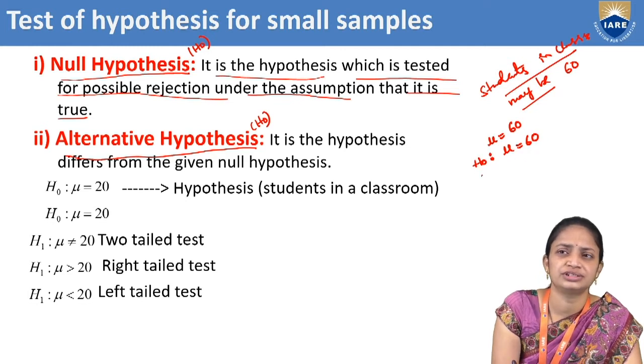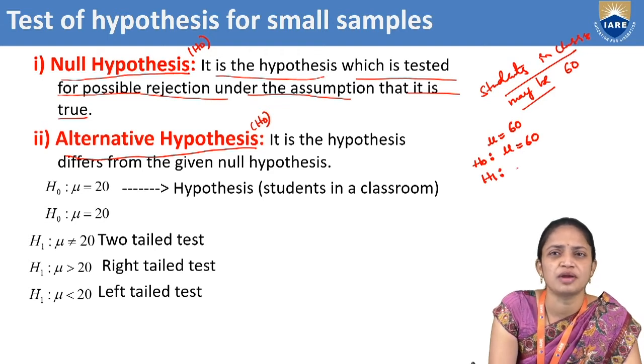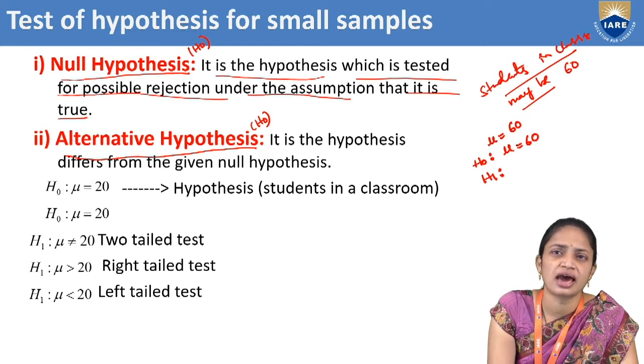So next one is alternative hypothesis. What is alternative hypothesis? According to our definition, the alternative hypothesis differs from the null hypothesis.